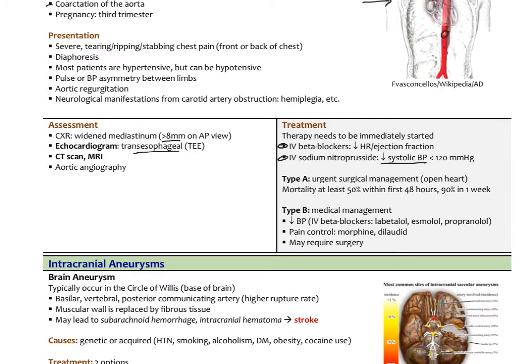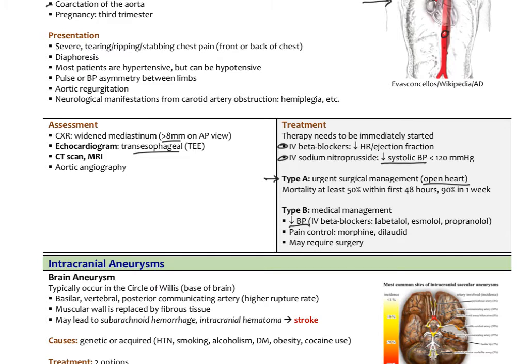For type A aortic dissections, this is an urgent surgical management. This actually requires open heart surgery. The mortality rate is at least 50% within the first 48 hours of presentation and 90% in the first week. So this needs urgent surgical attention. Type B, the descending aorta, usually requires more medical management, and that's going to be decreasing blood pressure with different beta blockers, pain control with morphine or Dilaudid, and then possibly surgery.